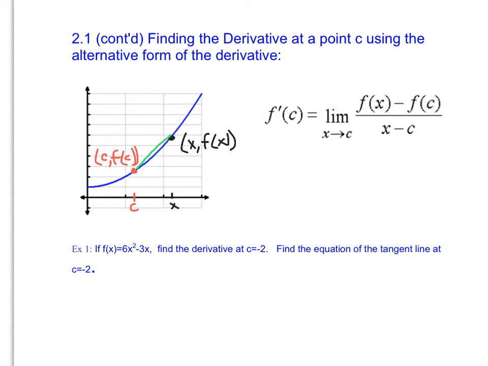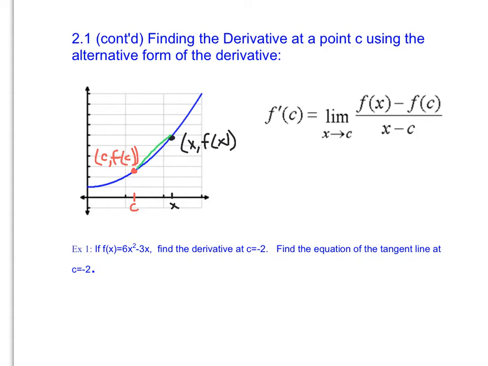So you'll notice that I identified 2 points on my graphing figure here, so you'll probably want to draw this in your notes. First of all, you'll see this point right here, which is called the point C. So it's got an x-coordinate of C and an output of f of C. Then we're going to look at this point right here. That's got an input of x and an output of f of x.